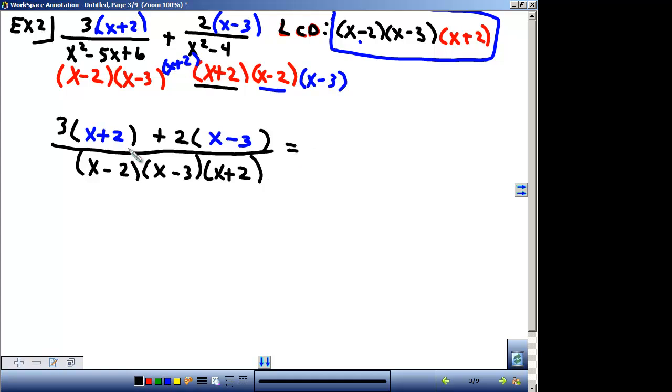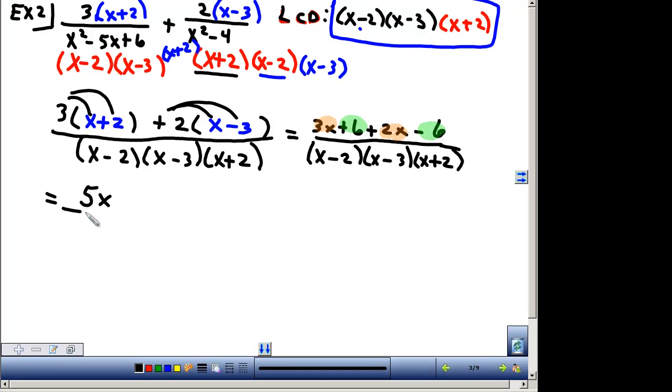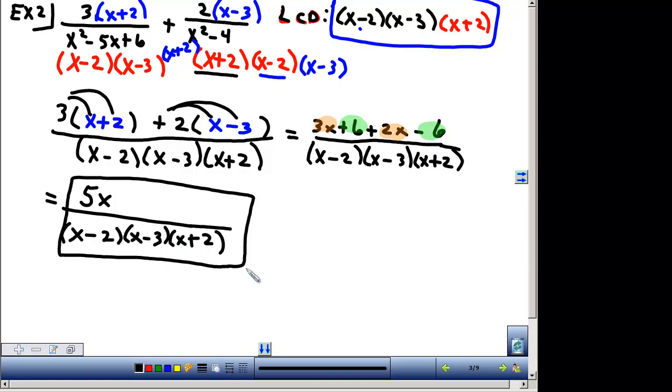Now we multiply and simplify. We get 3x plus 6 plus 2x minus 6 all over the denominator. We need to simplify. We can see that the 3x and 2x gives 5x, and the 6 and a negative 6 will cancel each other out. So we get 5x over x minus 2, x minus 3, and x plus 2. This is my answer.